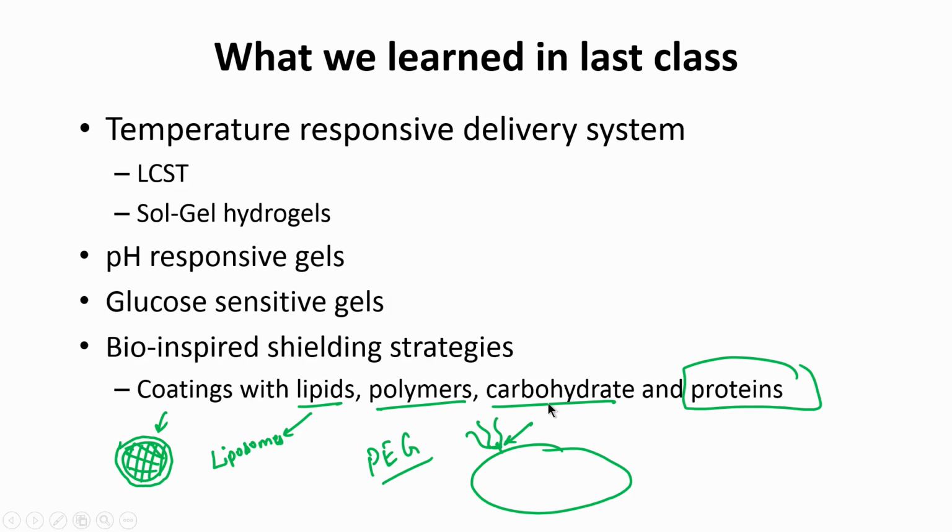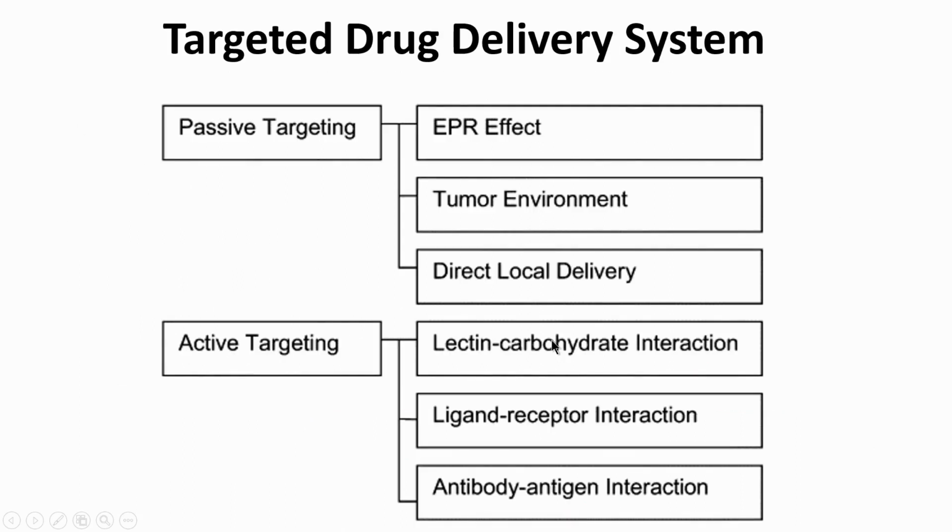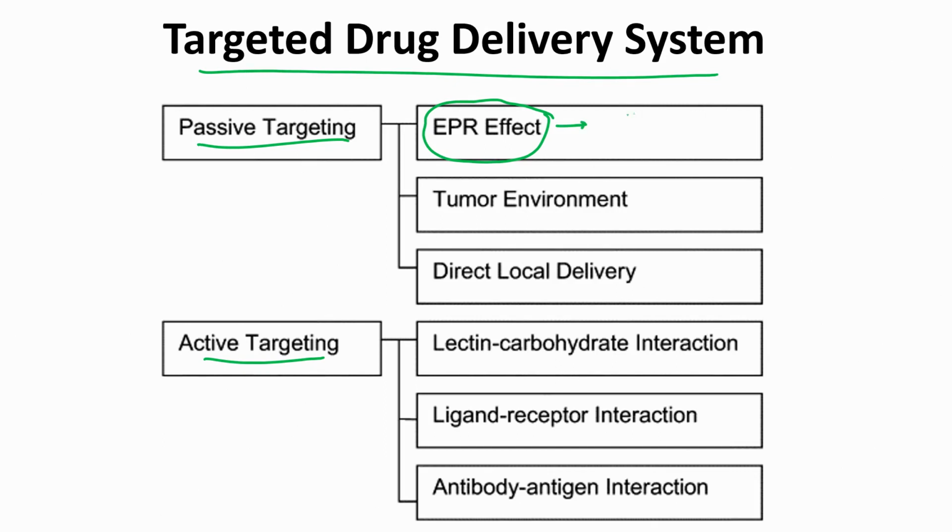So, we will continue the discussion today in this class and talk about targeted drug delivery systems. The targeted drug delivery system can now be divided into two categories. One is passive targeting, another is active targeting. Passive targeting is what we have primarily talked about through this course now. The EPR effect was one that was targeting to cancer as well as inflamed tissues.